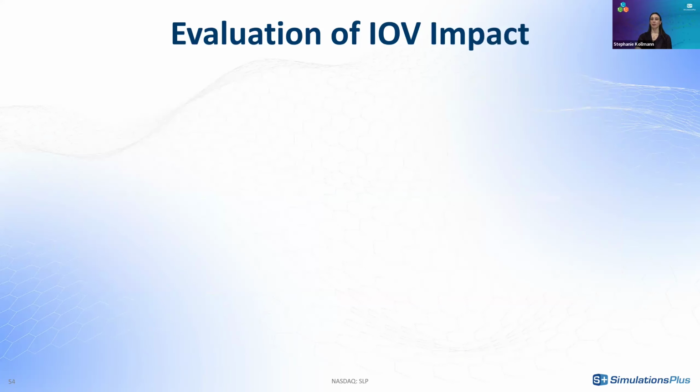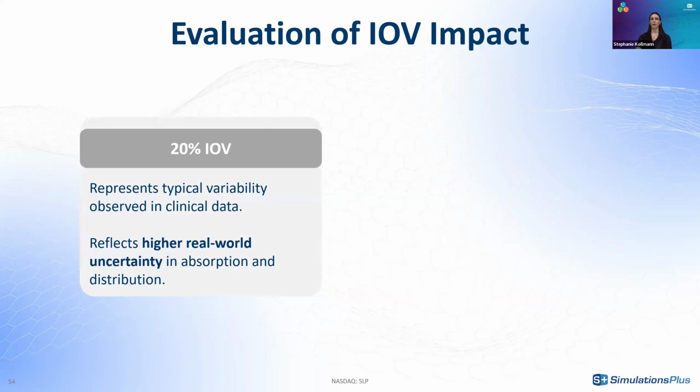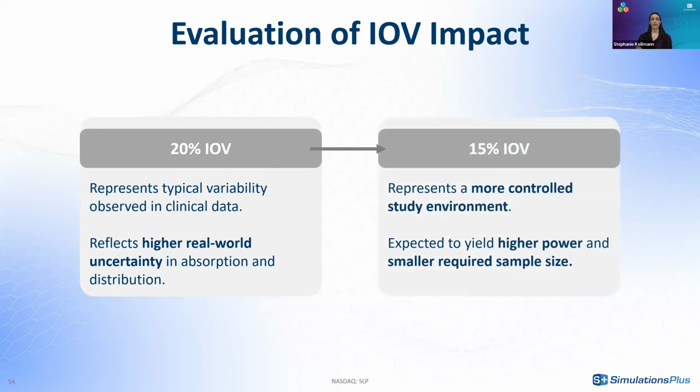To make sure our simulations give realistic predictions, we evaluated how different levels of IOV affect the study outcomes. The 20% IOV scenario represents what's typically observed in clinical data, capturing the higher uncertainty you'd expect under real-world conditions. The 15% IOV case, on the other hand, reflects a more controlled study environment, like a tightly managed single-center trial.